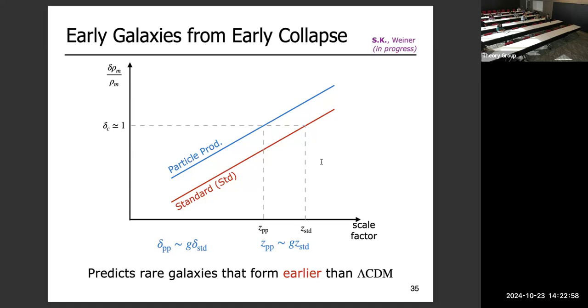So you give rise to massive halos at an earlier redshift compared to lambda CDM, and that would give you interesting observational handles to look for these effects.